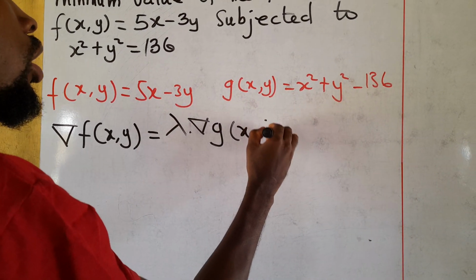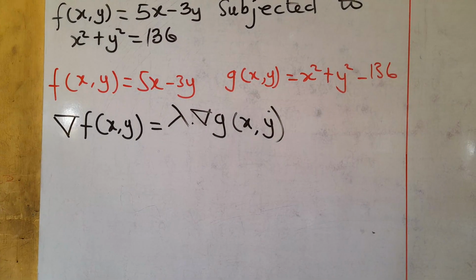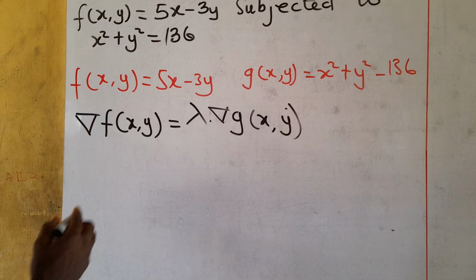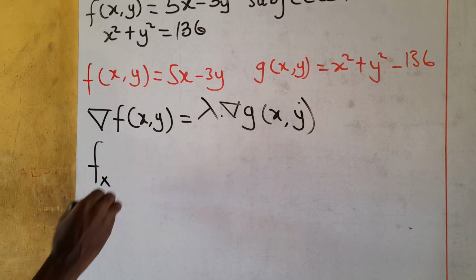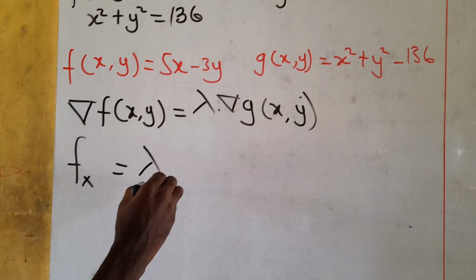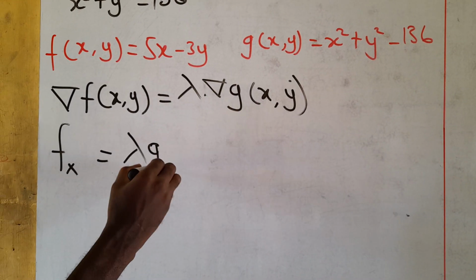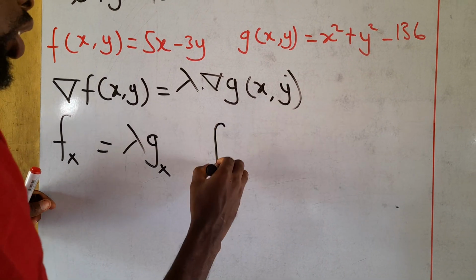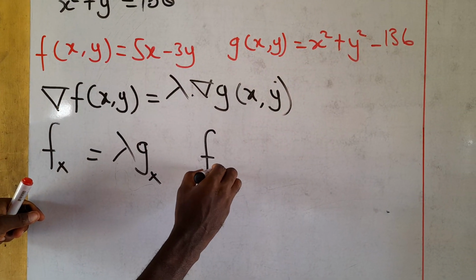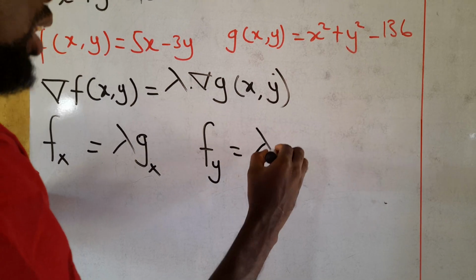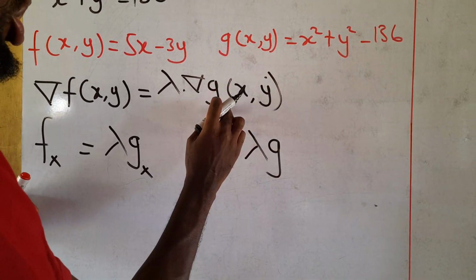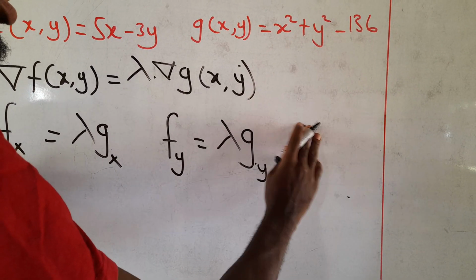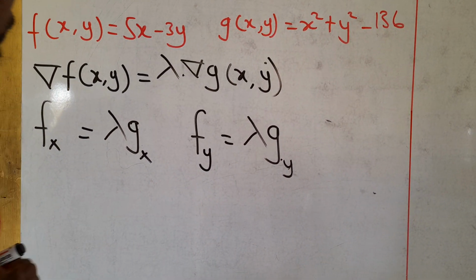The gradient of the subjective function g depending on x and y. Then equating like terms from the optimization equation, we say that the partial differentiation of the function f with respect to x will be equal to lambda times the partial differentiation of the function g with respect to x. Then the partial differentiation of the function f with respect to y will be equal to lambda times the partial differentiation of the function g, that's the subjective, with respect to y. Since we don't have z, we don't have a problem with that one.